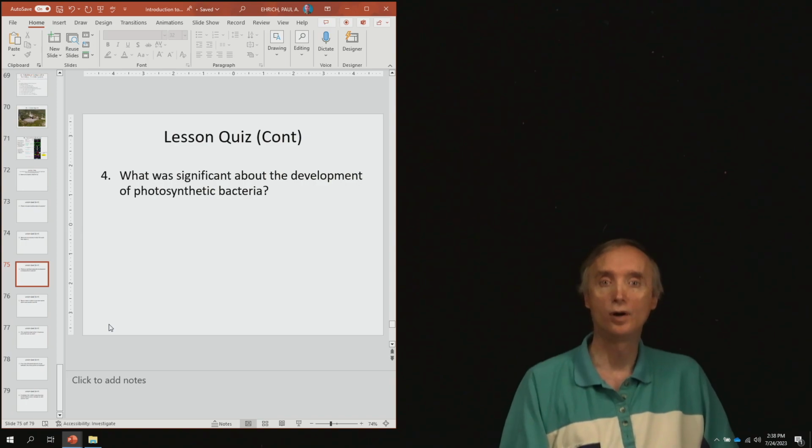Number 4, what was significant about the development of photosynthetic bacteria? They began to produce oxygen. First it rusted out the iron in the oceans, but after that it started piling up in the atmosphere. And so eventually there was an ozone layer that then protected the Earth against the ultraviolet light.